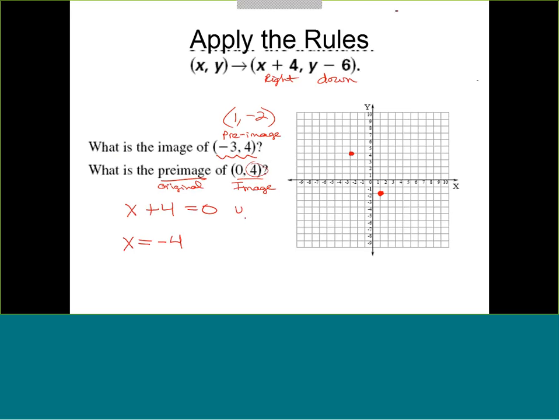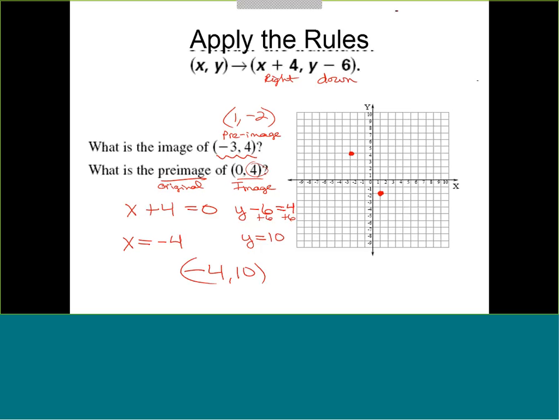And then this 4, well, that's what I get after I move it. So when I take my y and I move it 6 units down, I need to come up with 4. So what y value, when I move it down 6, gives me a positive 4? That would be add 6 to both sides, and we get 10. So your pre-image would be -4, 10.